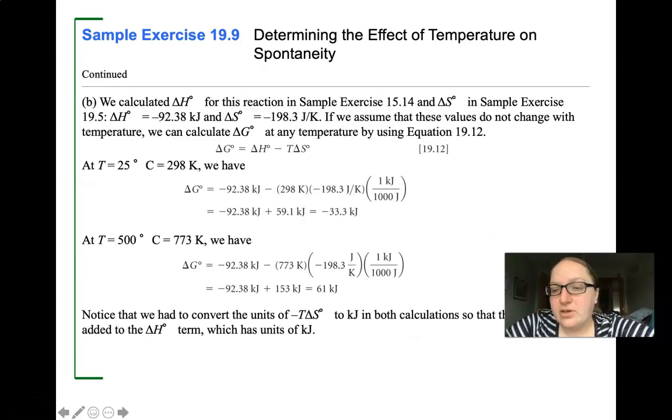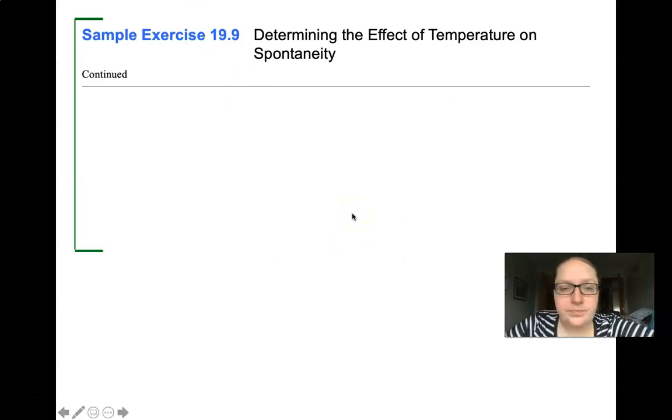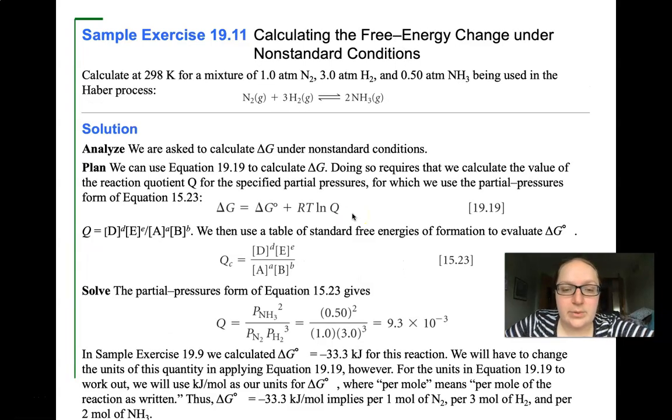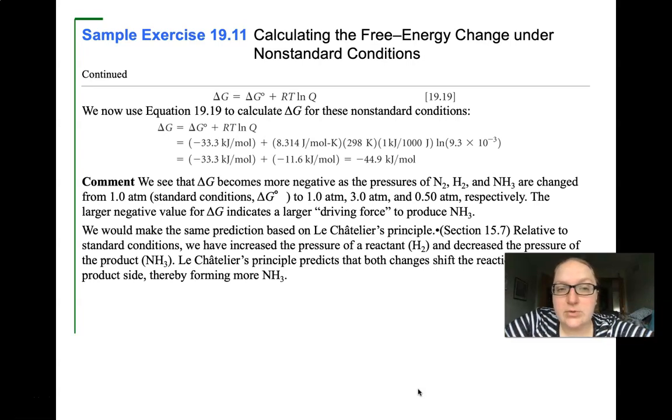We said it was negative 33.3 kilojoules. Okay, back to where we were. So then we're going to take that delta G naught, and we're going to figure out how to use that to get our delta G standard. Okay, so next thing we're going to do is plug and chug.